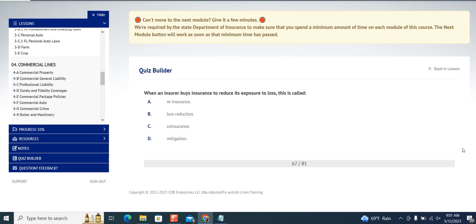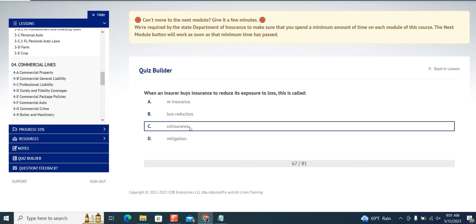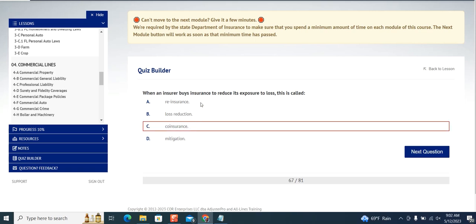Okay. When an insurer buys insurance to reduce his exposure to loss, this is called... When an insurer buys insurance, it's either reinsurance or co-insurance. Oh man, I forgot. I wanted to say it's co-insurance, but it's reinsurance. It should have been A.